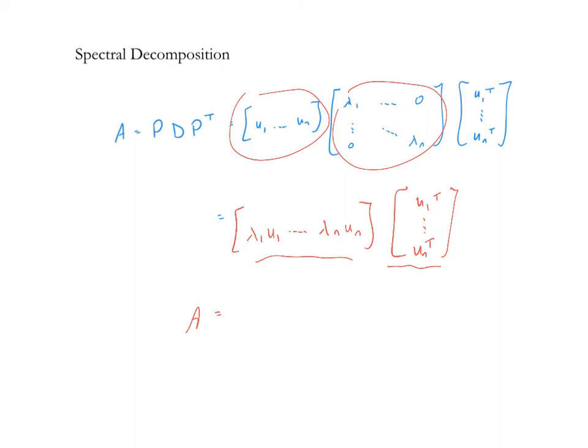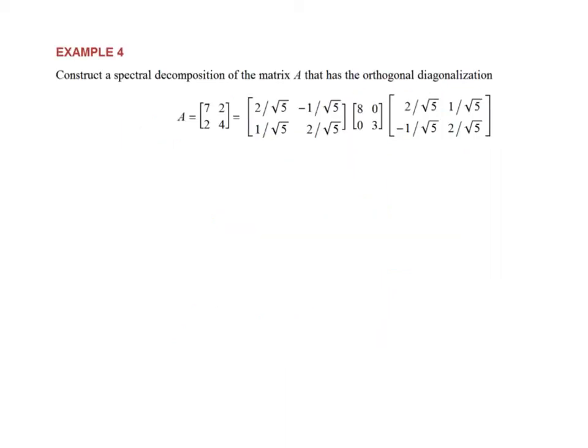And the end product here is lambda 1 times U1 U1 transpose plus lambda 2 times U2 U2 transpose, all the way through the end, plus lambda n times UN UN transpose. So it is a decomposition of A, right? It's a factorization of A, but it emphasizes the eigenvalues and eigenvectors first, and how A decomposes relative to its eigenvalues.